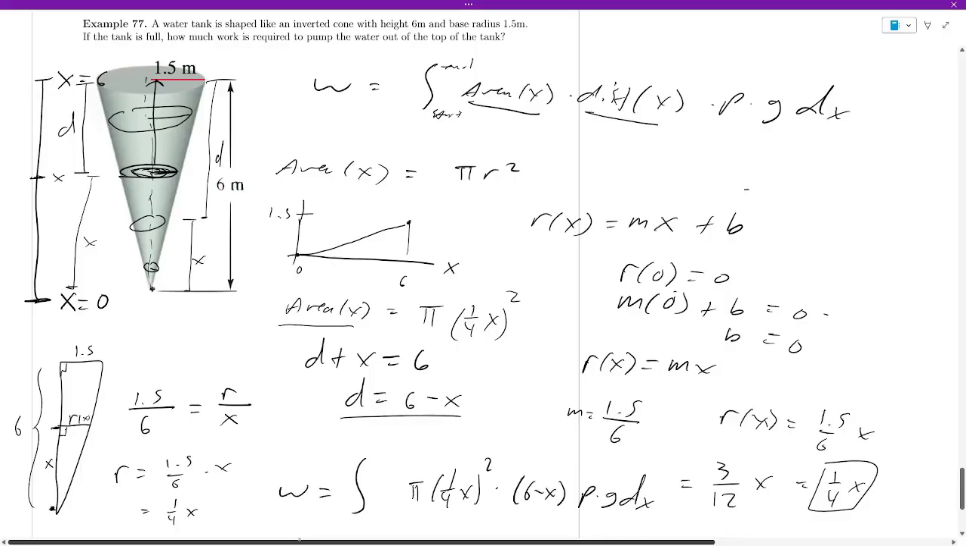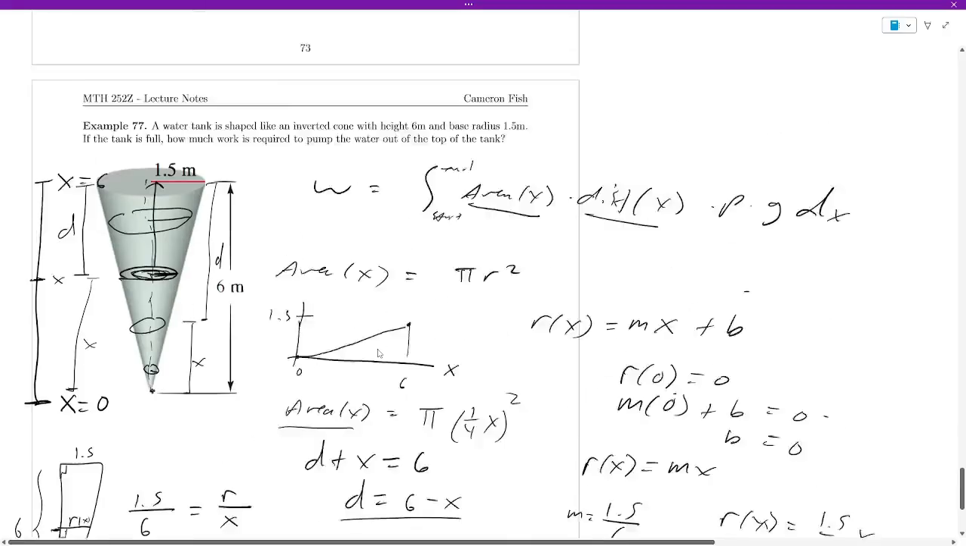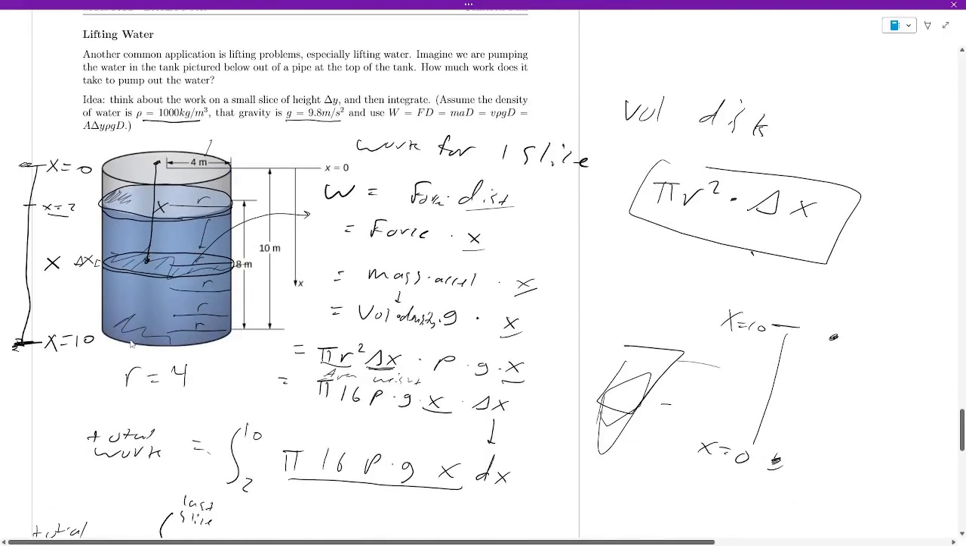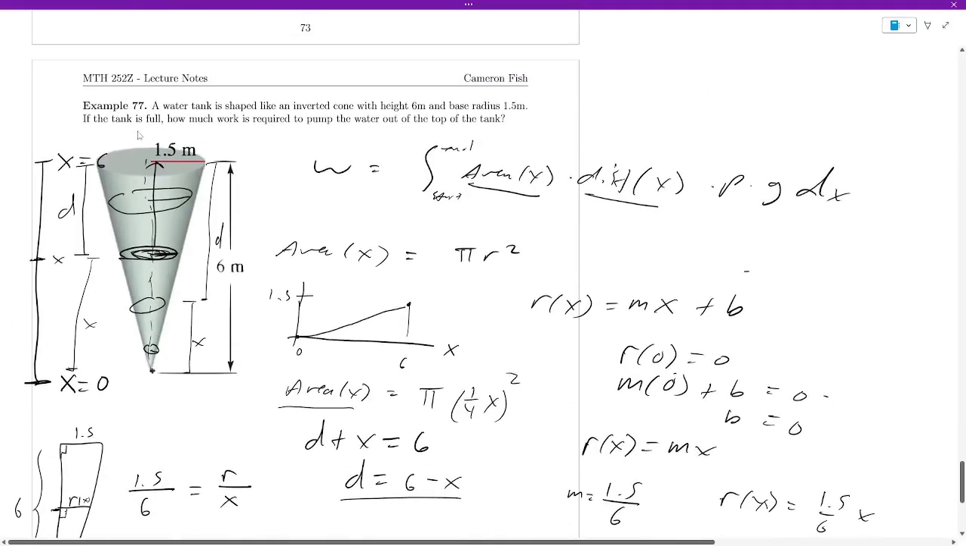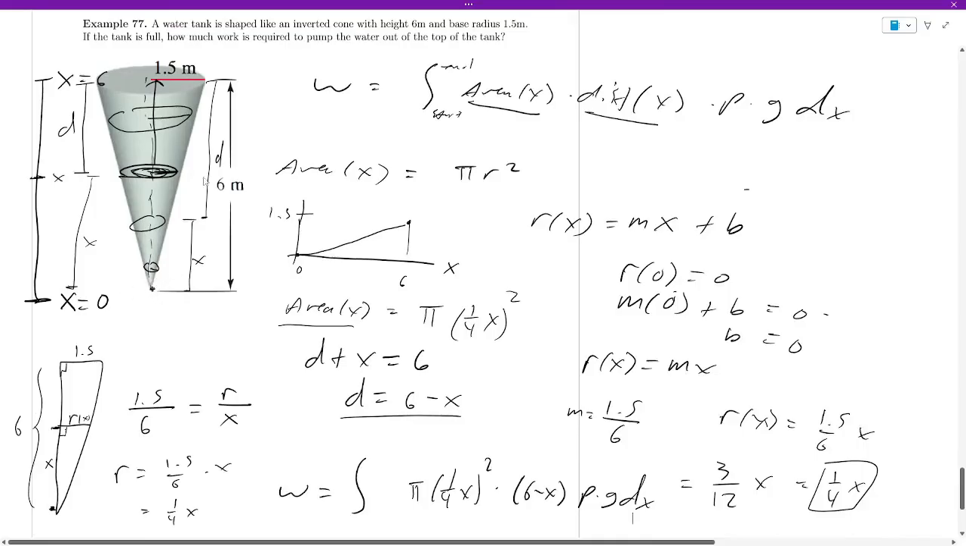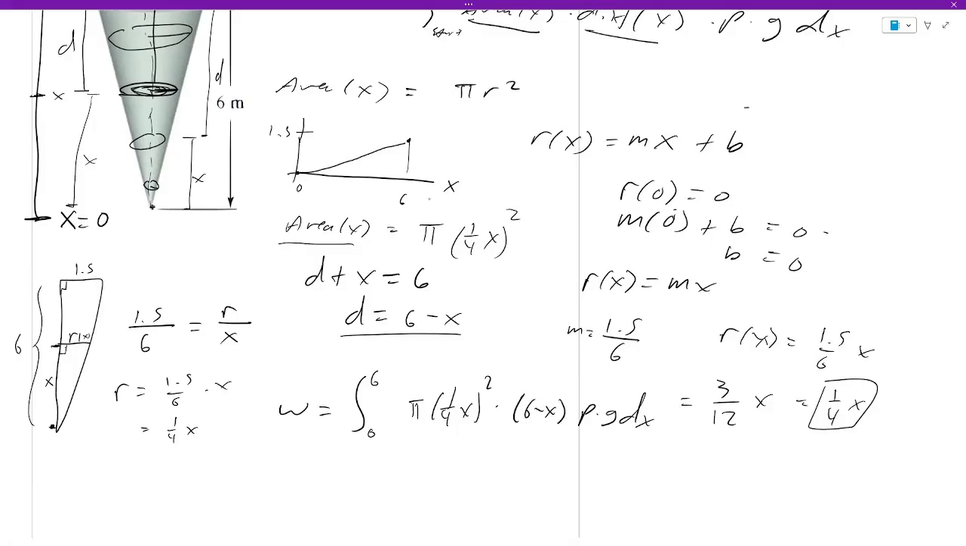The only last bit is what bounds do I put? The only reason to think about this is that maybe it's not all the way full of water, right? I want to think what's the first slice and what's the last slice. In the previous example, it wasn't all the way full. The first slice was at 2, and the last slice was at 10. But in this example, it's full. They said it's full. And we set up our coordinates this way with x equals 0 at the bottom. So the first slice is happening down here at x equals 0, and the last slice is happening up here at x equals 6. So we'll have slice 0 up to slice 6. Cool, that's it.